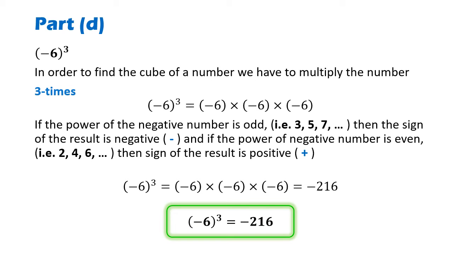Part D. Cube of minus 6. In order to find the cube of a number, we have to multiply the number 3 times. If the power of the negative number is odd, then the sign of the result is negative, and if the power of the negative number is even, then the sign of the result is positive. So, by multiplying minus 6 three times we have 216, and since minus 6 has an odd power, that is 3, we have to place a negative sign before 216. Therefore, cube of minus 6 equals minus 216.